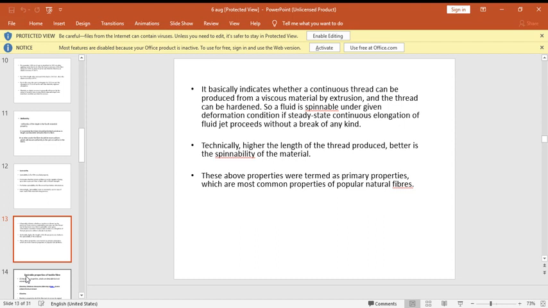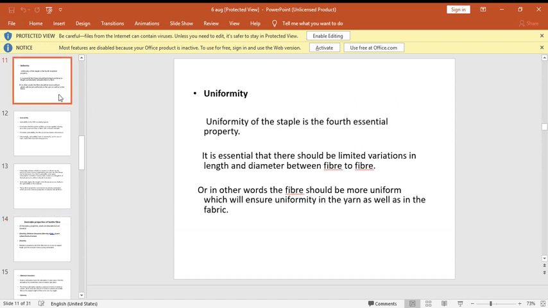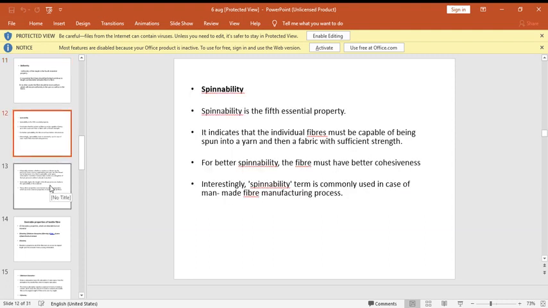So, this is all we learned about essential properties. What are the essential properties? Essential properties are staple length, elasticity, strength, spinnability, and uniformity. So these are the five essential properties. What are the five essential properties? Staple length, strength, elasticity, uniformity, and spinnability.